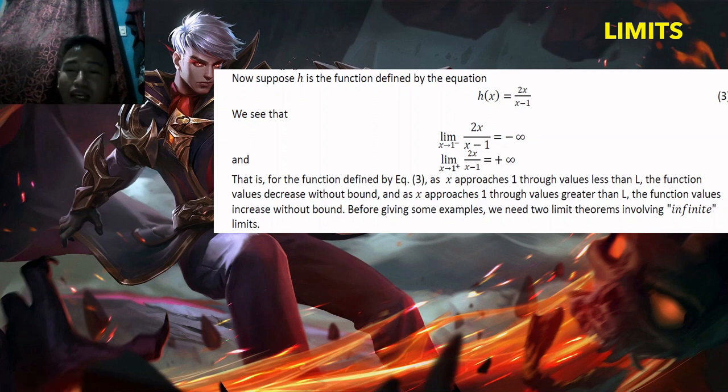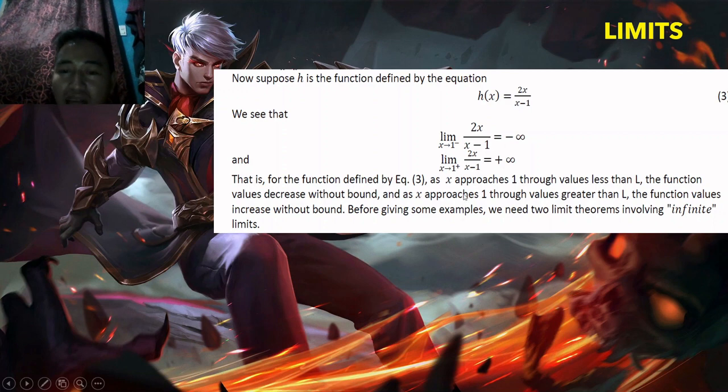Okay. So why negative infinity? If the denominator is 0, because if x is 1, then 1 minus 1 is 0. If the denominator becomes 0 and the numerator is not 0, the answer can only be one of two: either positive infinity or negative infinity. So basically, when the denominator becomes 0, it is either negative infinity or positive infinity.